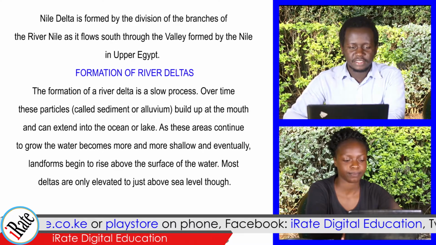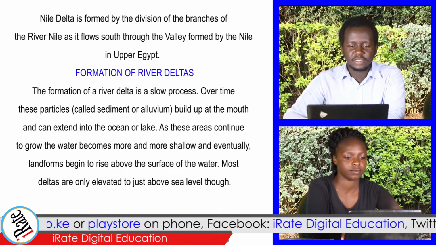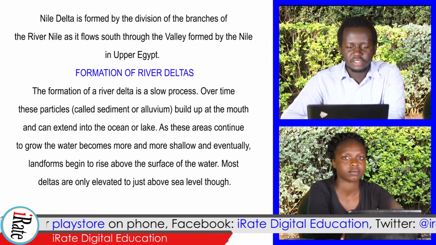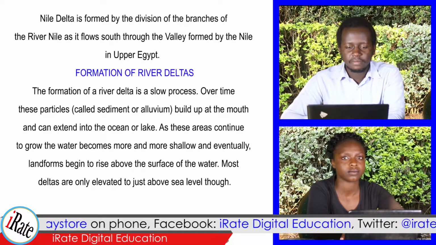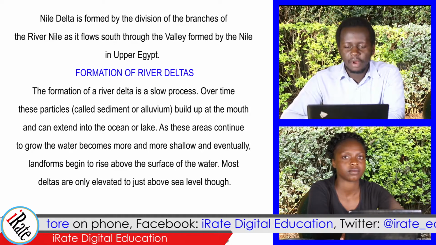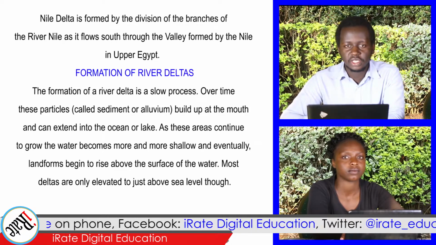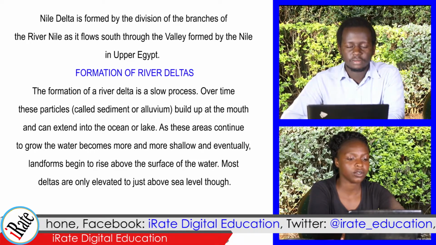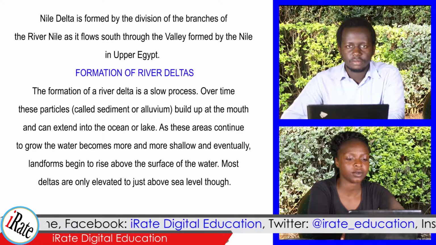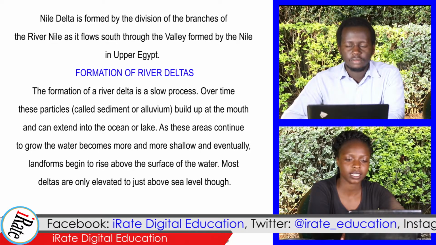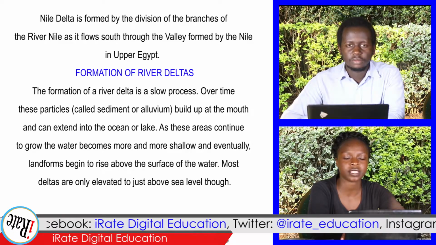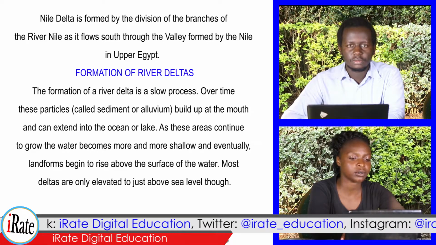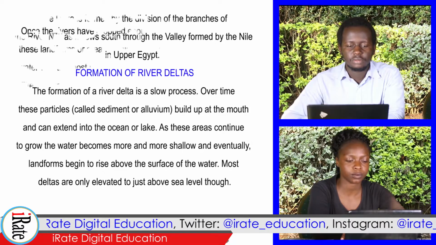Formation of river deltas. The formation of a river delta is a slow process. Over time, these particles, called sediments or alluvium, build up at the mouth and can extend into the ocean or lake. As these areas continue to grow, the water becomes more and more shallow, and eventually landforms begin to rise above the surface of the water. Most deltas are only elevated to just above sea level.